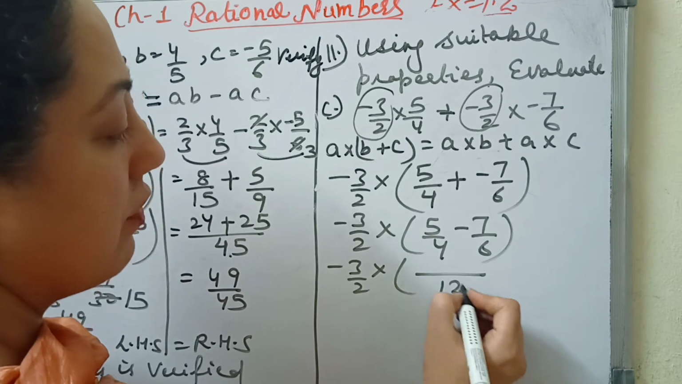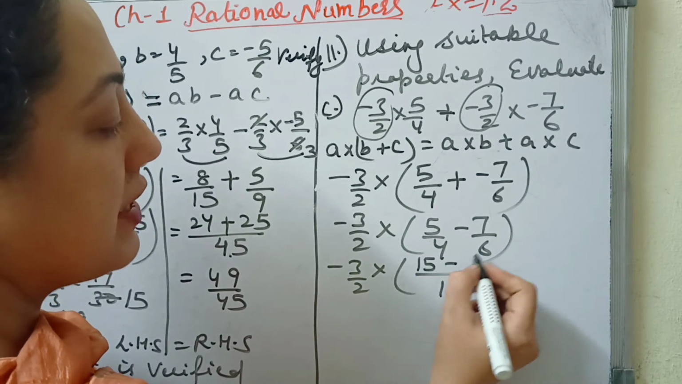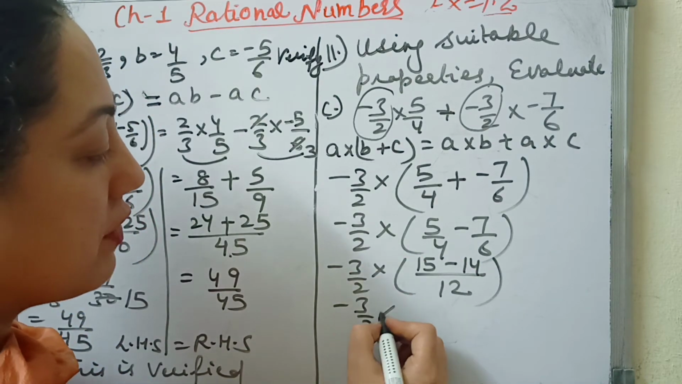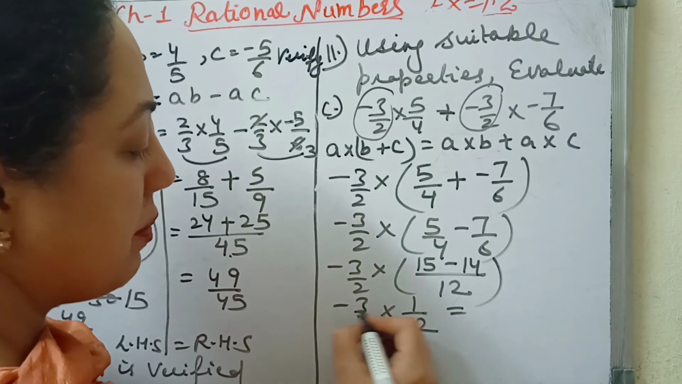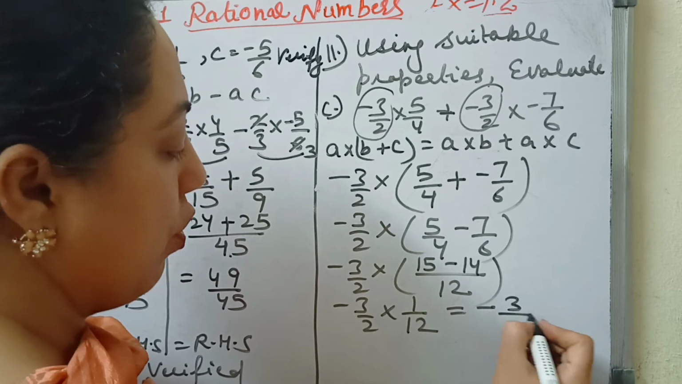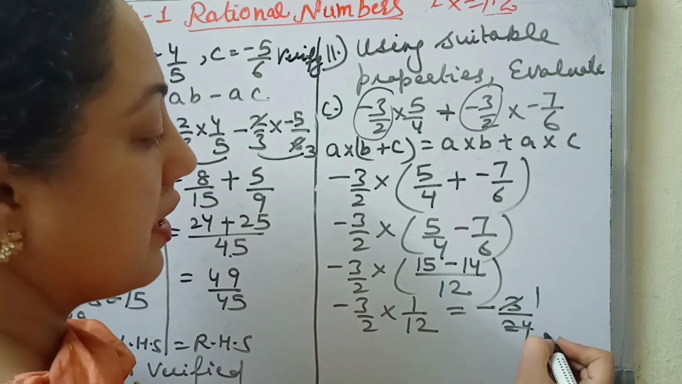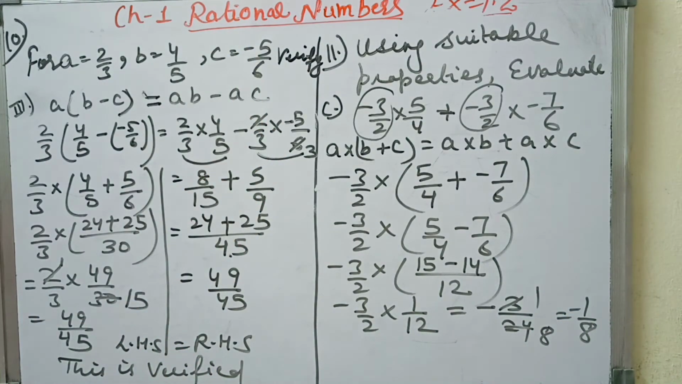It is 12. Now 12 divided by 4 is 3, 3 5s are 15. 6 2s are 12, 2 7s are 14. It is minus 3 over 2 into 15 minus 14, that is 1 over 12. Now do the multiplication. It is minus 3 over 12 2s are 24. You can also do the cutting here. 3 1s are 3, 3 8s are 24, and the answer is minus 1 over 8.